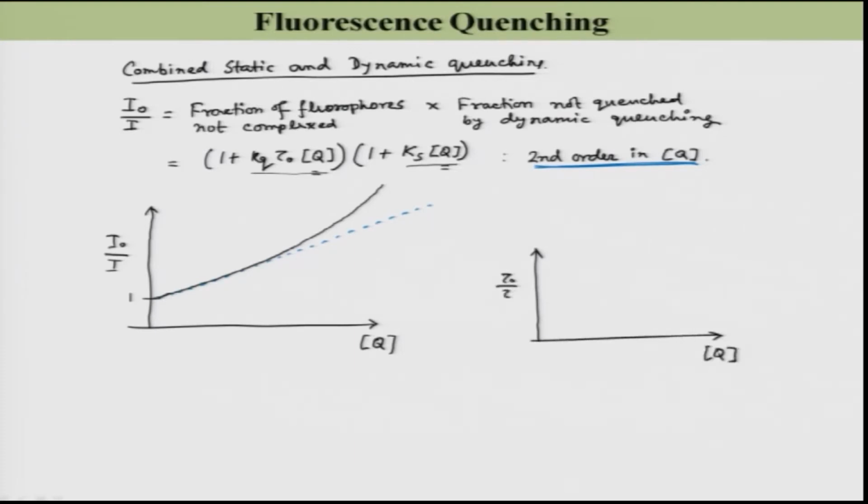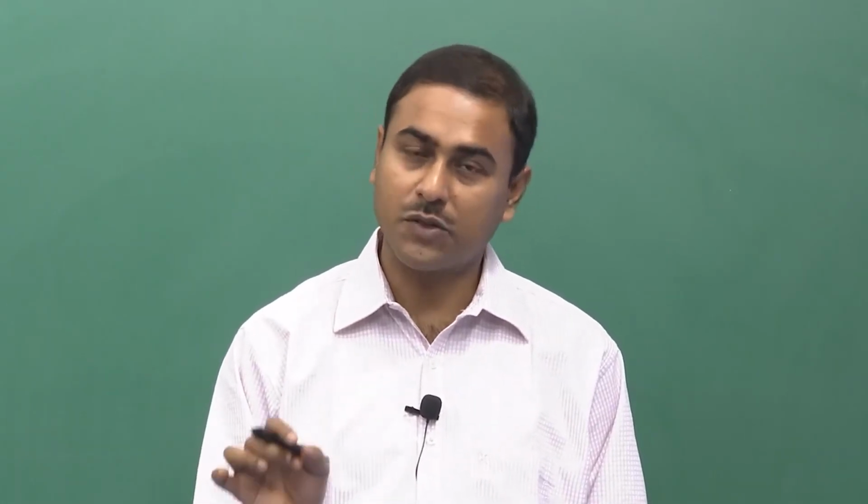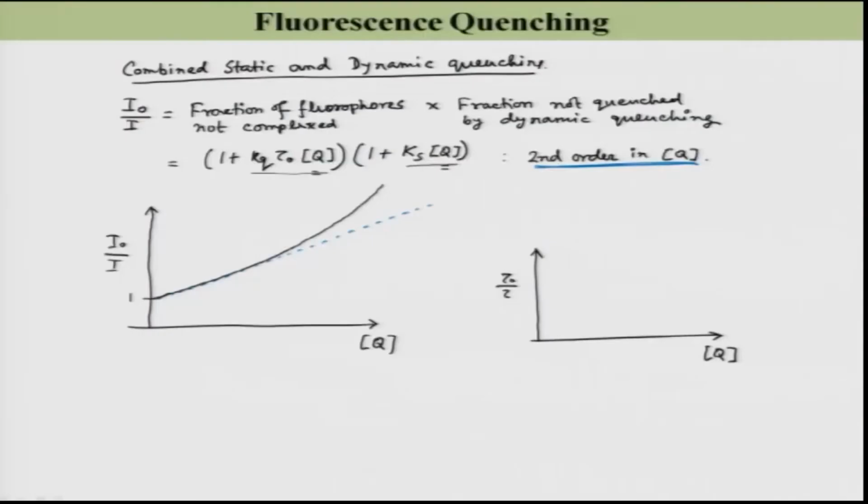versus Q, obviously you will not going to see such kind of upward curvature, because for the tau 0 by tau there is no contribution from the static quenching, only dynamic quenching is operational or is visible. Both the quenching is operational, but only dynamic quenching is visible for the lifetime measurement. So, in this case this is purely will be a straight line, intercept equal to 1, and here the slope will be equal to Kd is equal to Kq into tau 0.